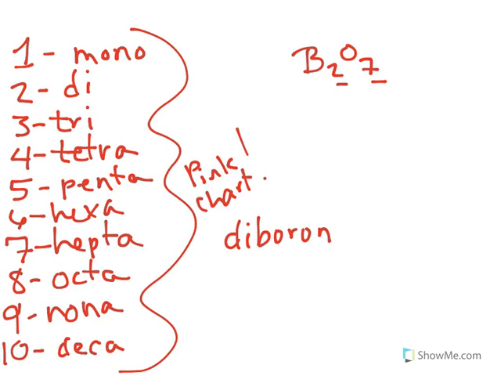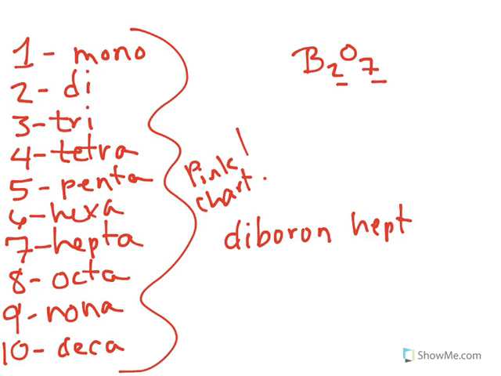Then I'm going to write the prefix for the second element, 7 is hepta. Now, here's a little trick. The element here is oxygen, and we don't love double vowels. We usually will drop the A on the prefix vowel. We'll drop that A if it's hitting like an oxygen or something like that.